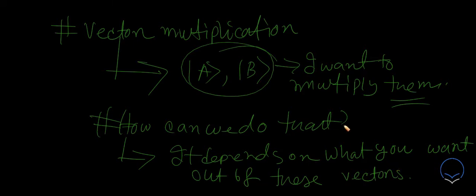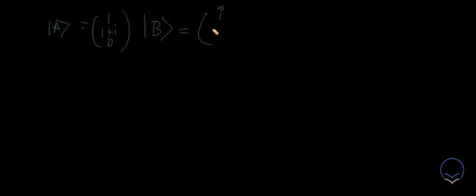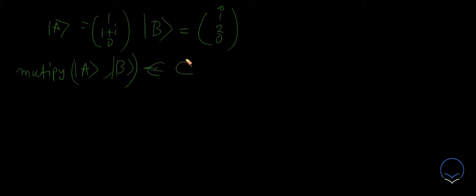Let's take an example, and we will generalize these kinds of things when we talk about vector spaces formally. Let's say I have two vectors, A as 1 plus i, 1, 0, and B as i, 2, 0, and I want to multiply A and B in such a manner that the result belongs to the complex numbers. That is, I want to extract a scalar out of these vectors.